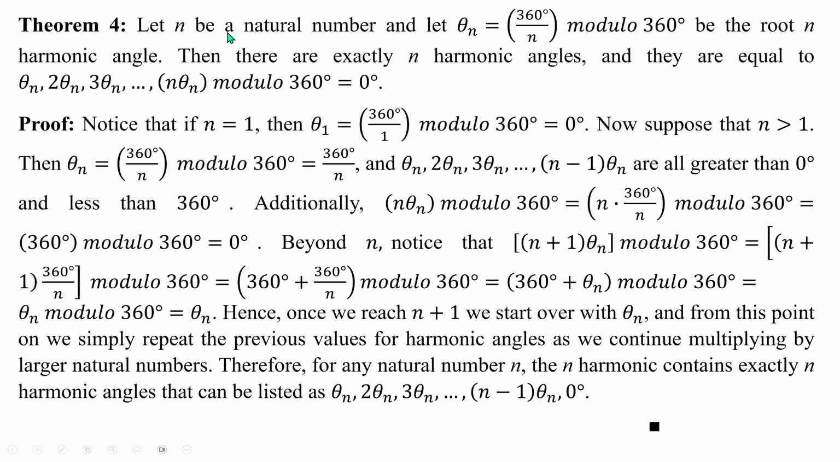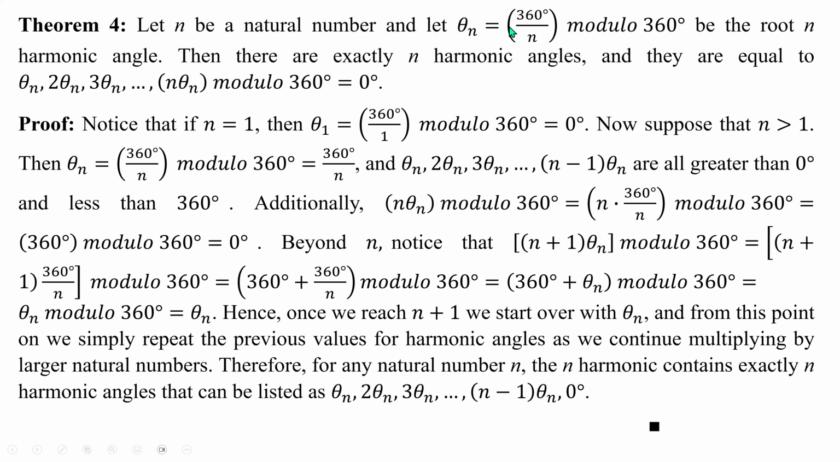Okay, theorem 4. Let n be a natural number, and let theta sub n equal 360 degrees over n modulo 360 be the root n harmonic angle. Then there are exactly n harmonic angles, and they are equal to theta sub n, 2 times theta sub n, 3 times theta sub n, and so on, until we get to n times theta sub n, and each of those is evaluated modulo 360 degrees. This last one is equal to 0 degrees.